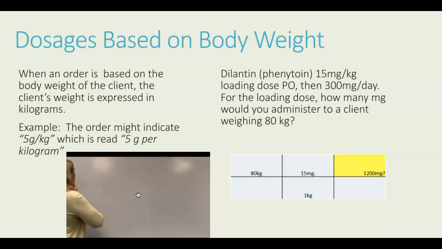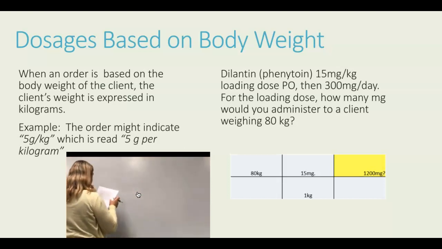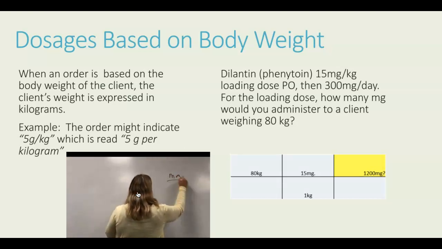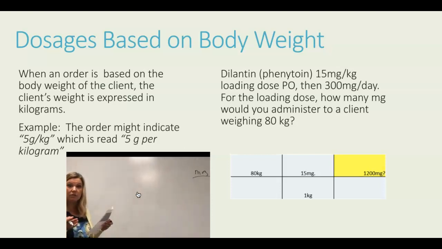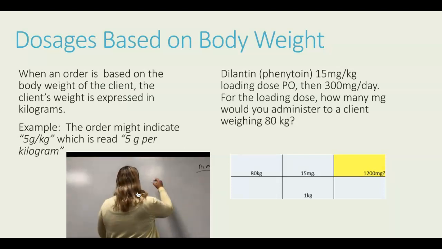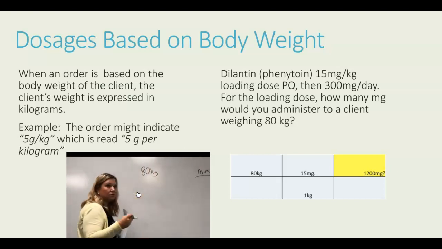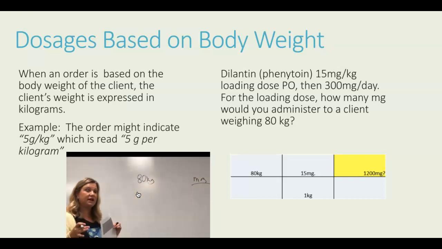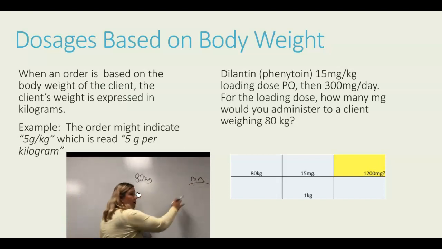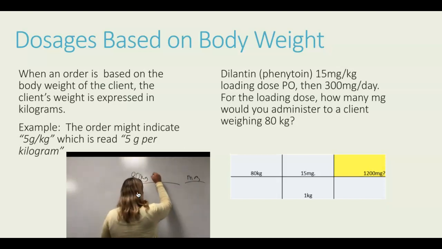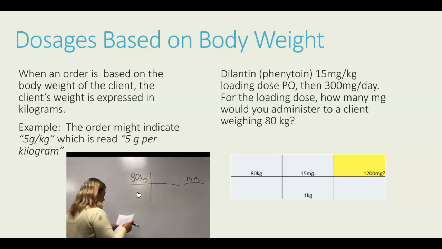So if our client is 80 kilograms, remember, I want to set this up to answer for milligrams, okay? So I need to set this up so that my kilos will cancel out, okay? All right, so my client is 80 kilograms. Notice I didn't start with the dosage first, because I have to set it up to answer for what my question is asking me. And you're going to see more of this as we progress and get into some more difficult problems. So it's 80 kilograms, okay? That's what my client weighs.